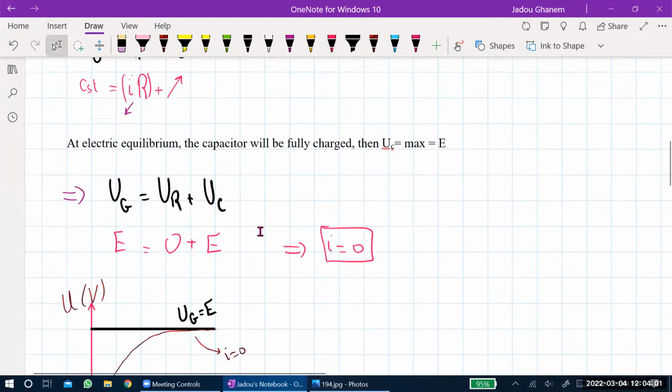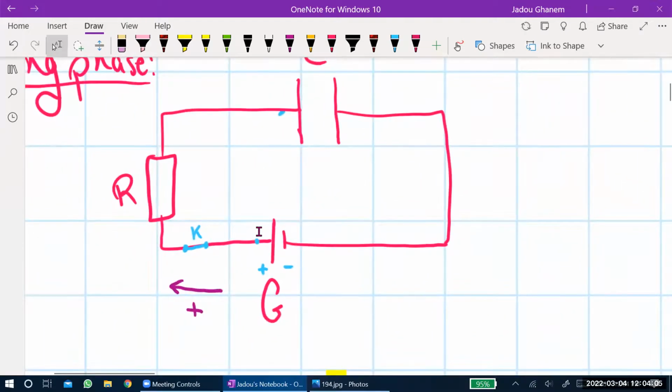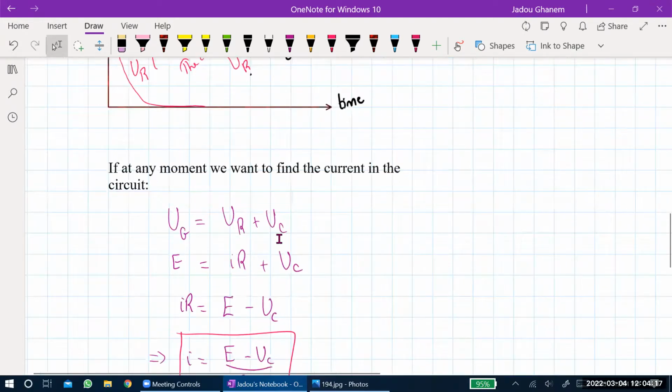While in the initial phase, if you go back to the circuit, you will see that the current will be flowing from the positive terminal towards the capacitor, which is clockwise. So note that the current always and always during the charging and discharging is going to be opposite.